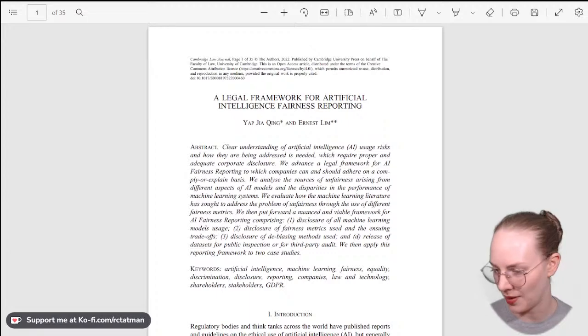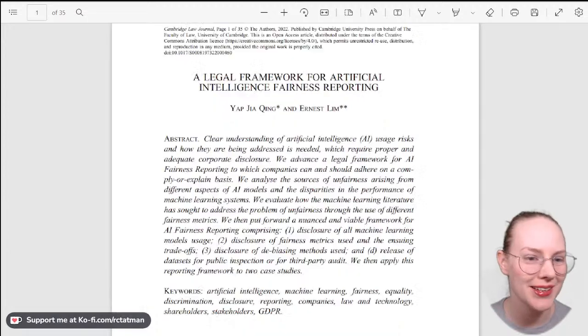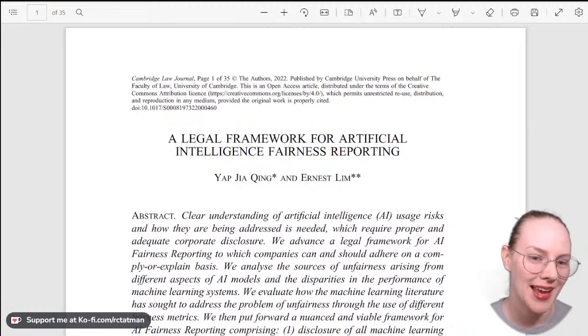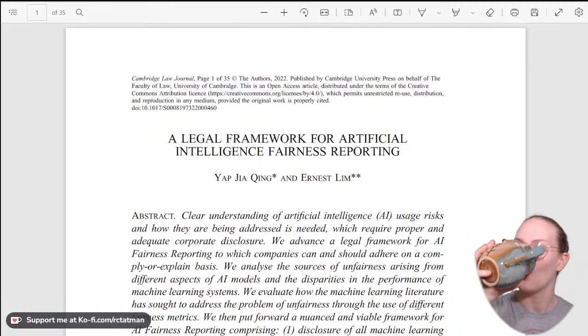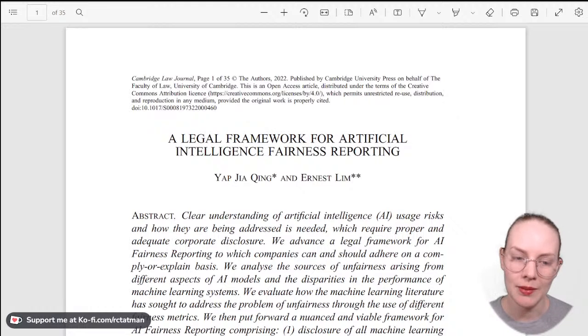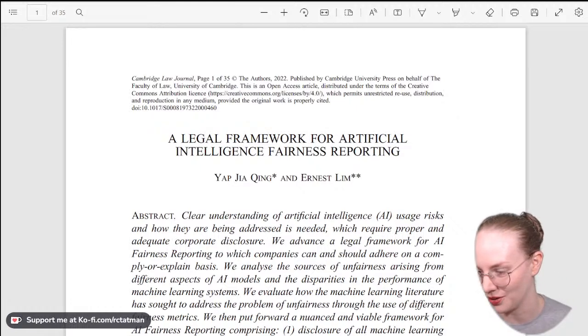Next up, we also have a paper. Hello, Luke, it's been a while. Good to see you. And this is from the Cambridge Law Journal. It's a law paper, so it is long. By Yap Jia Ting and Ernest Lim, and I apologize for saying that with absolutely the wrong tones.